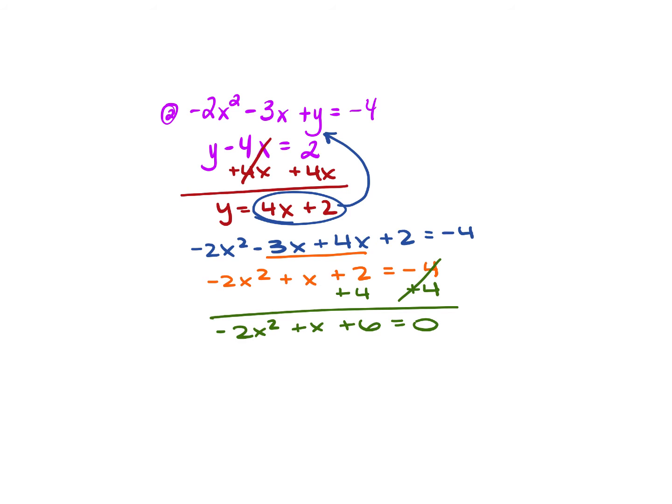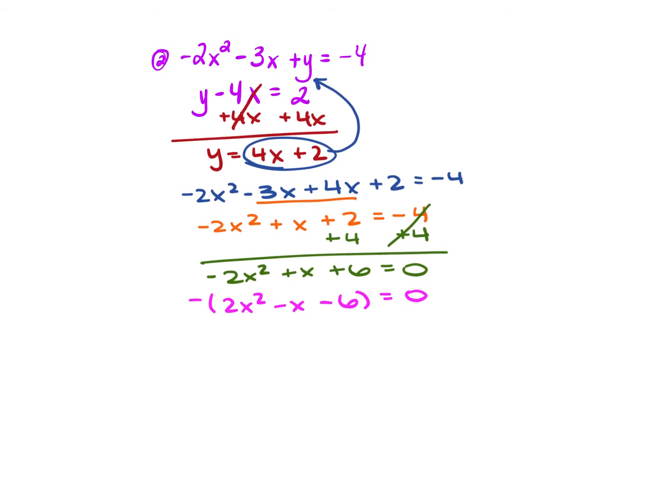I don't like that negative that's out front in front of that 2x squared. So I'm going to divide a negative out from every term within this equation. So I'm going to have the opposite of 2x squared minus x minus 6 is equal to 0. Because my a is greater than 1 here, I'm going to multiply my a and my c term. It gives me 2 times negative 6 is negative 12. I want to find the factors of negative 12 that add up to be negative 1. So if we have 3 and negative 4, that gives us the negative 1 that we're looking for.